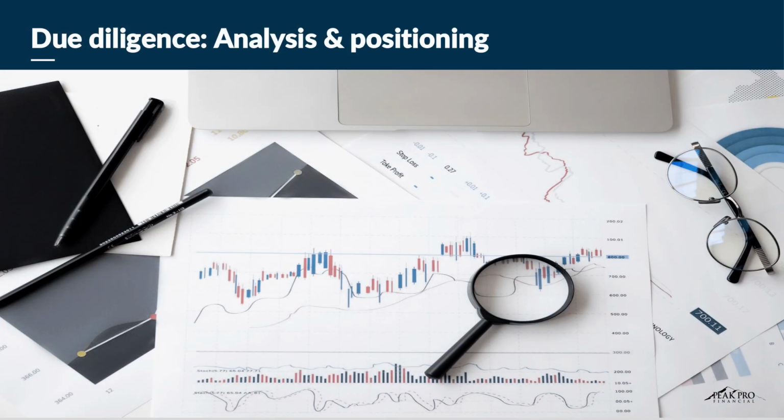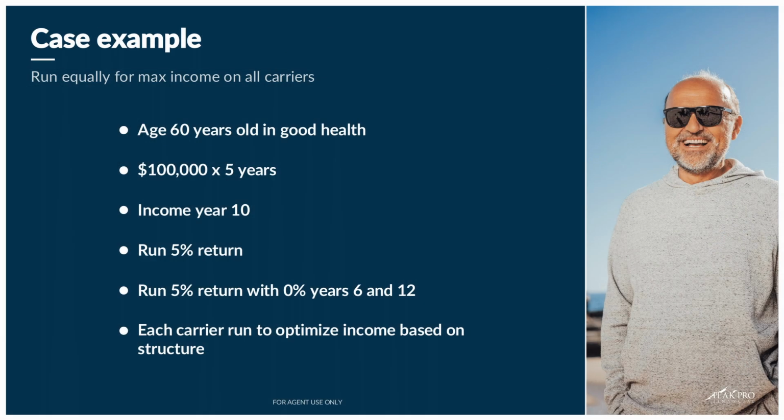First thing, due diligence, analysis, we have to put it together. So let's build an apples to apples analysis. 60-year-old male, standard non-tobacco, $100,000 a year for 5 years. Now you heard me right. 60-year-old male, standard non-tobacco. Why? Because the vast majority of assets are being used or are really available in the 60 to 70-year-old crowd.